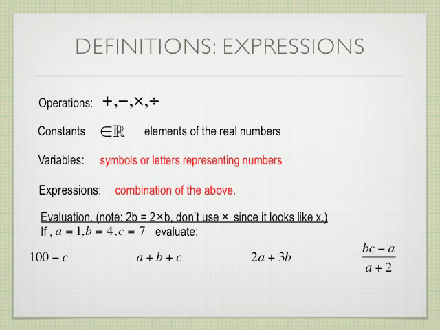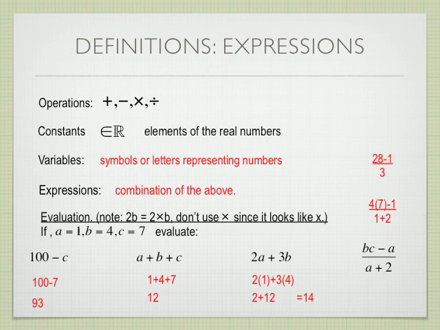comes out. So if we know A is 1, B is 4, and C is 7, we'd plug 7 in for C, and we get 100 minus 7 is 93. A plus B plus C would be 1 plus 4 plus 7, or 12. 2A plus 3B, that would be 2 times 1 plus 3 times 4, 2 plus 12, which is 14. BC minus A, 4 times 7 minus 1, over A plus 2, that would be over 1 plus 2.